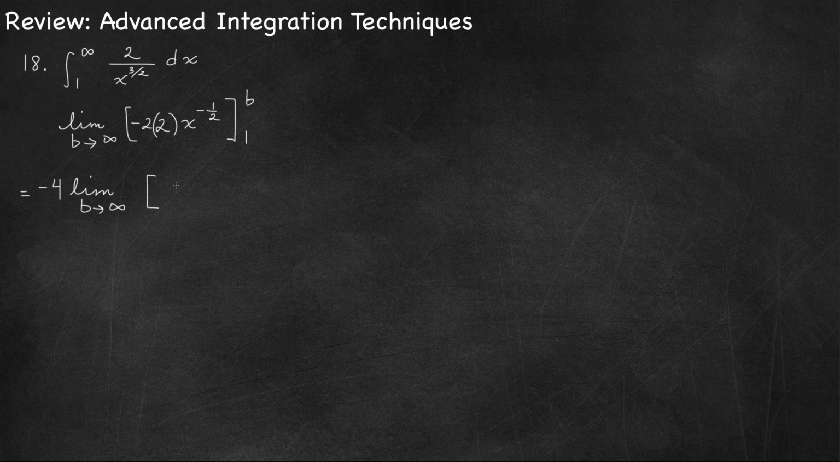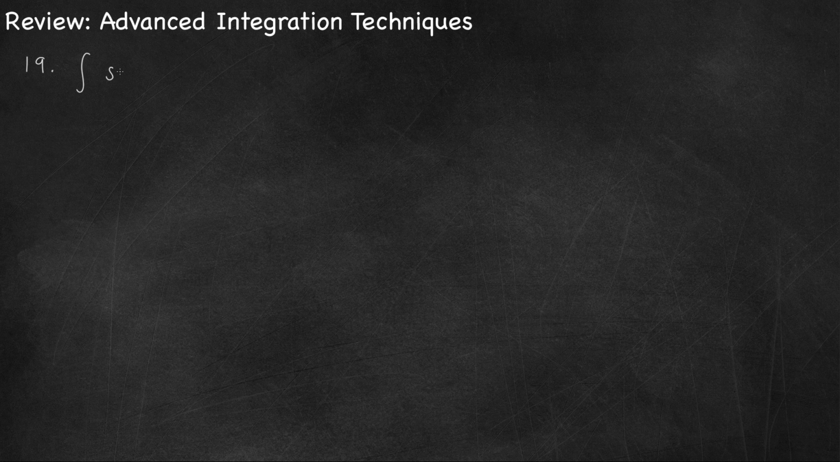Okay, so then it's just, and the x to the negative 1 half is 1 over square root of x. So 1 over square root of b minus 1 over square root of 1, which is just 1. So negative 4, and then let's take the limit. If b is approaching infinity, 1 over the square root of b is approaching 0. So we just get 4.